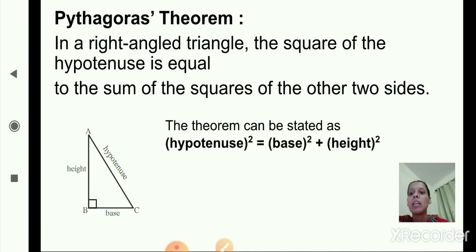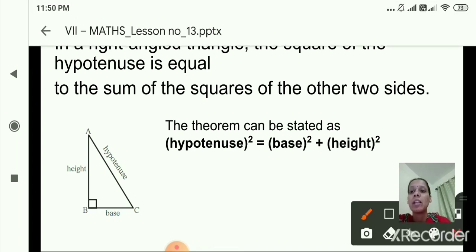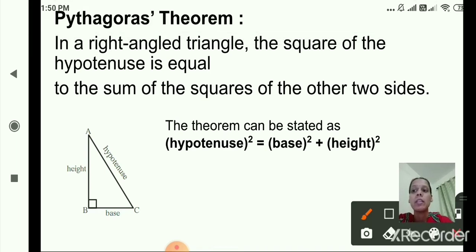As you can see here in the figure, this is triangle ABC. In this triangle ABC, angle B is the right angle, and the side opposite to the right angle, that is AC, is the hypotenuse, and this is base and this is height. According to Pythagoras theorem, the square of the hypotenuse, that is AC square, is equal to the sum of the squares of the other two sides, that is base plus height. So the Pythagoras theorem is hypotenuse square is equal to base square plus height square.